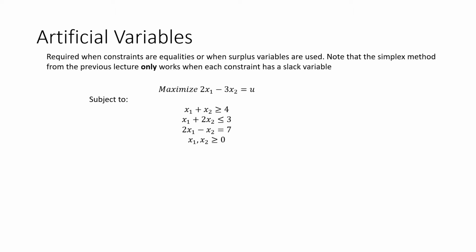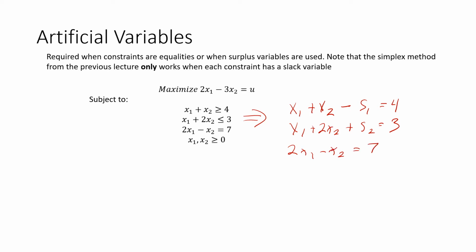For instance, in this problem that we have here, we have a greater than or equal to constraint. We have an equality constraint. So we have seen that we can rewrite this with surplus variables. x1 plus x2 minus s1 equals 4. We can rewrite our second one as x1 plus 2x2 plus s2 equals 3, a slack variable as we're used to. And the third one, we have an equality, 2x1 minus x2 equals 7.